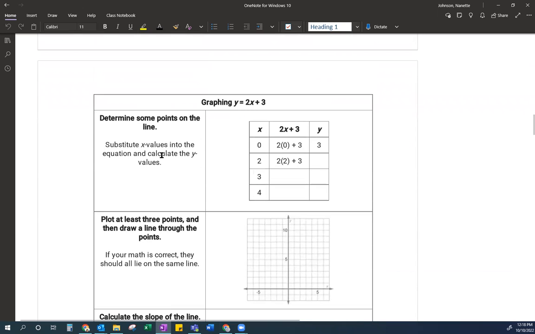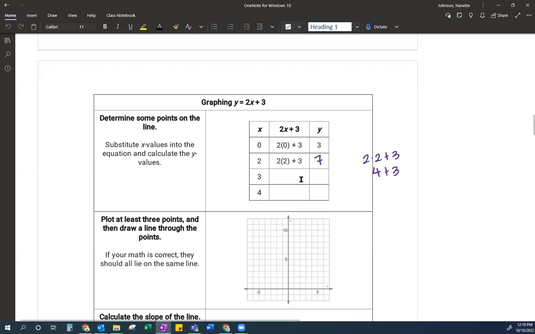Okay, so here it says determine some points of the line. So they want you to substitute x values into the equation and calculate the y values. So they started you off. Plug in 0, what do you get out? 3. Plug in 2, what do you get out? Hopefully you said 7, right? Using order of operations, right? 2 times 2 plus 3 is 4 plus 3.